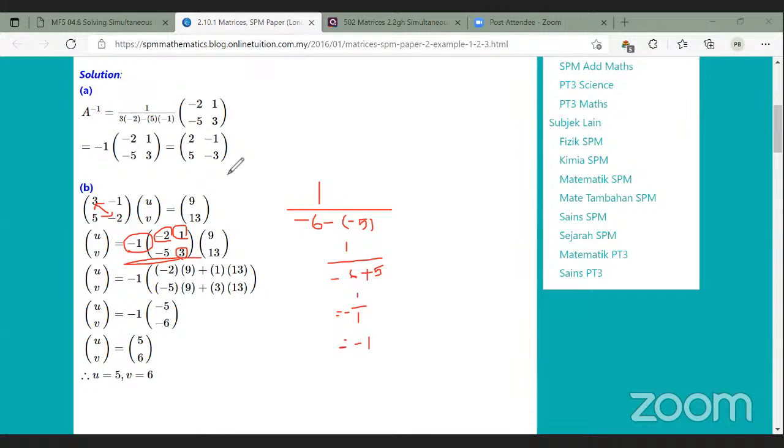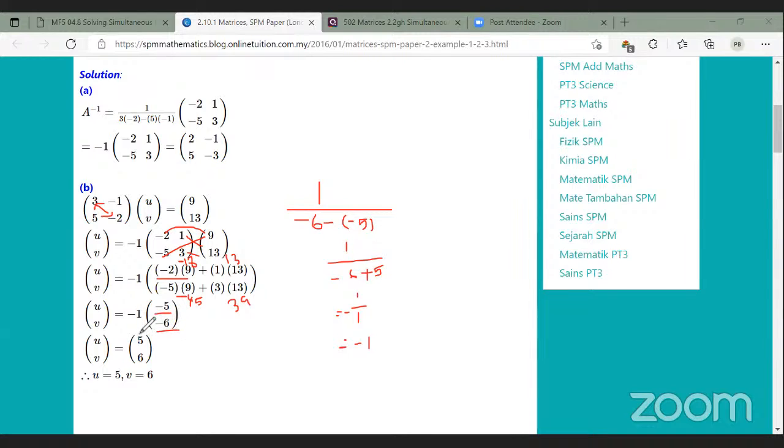So then, continuing on. Negative 2 times 9 plus 1 times 13. Here you can see negative 2 times 9, you'll get negative 18, plus 1 times 13, you'll get 13. And then here, negative 5 times 9, you'll get negative 45, plus 3 times 13, you'll get 39. So negative 18 plus 13, you'll get negative 5, and negative 45 plus 39, you'll get negative 6.